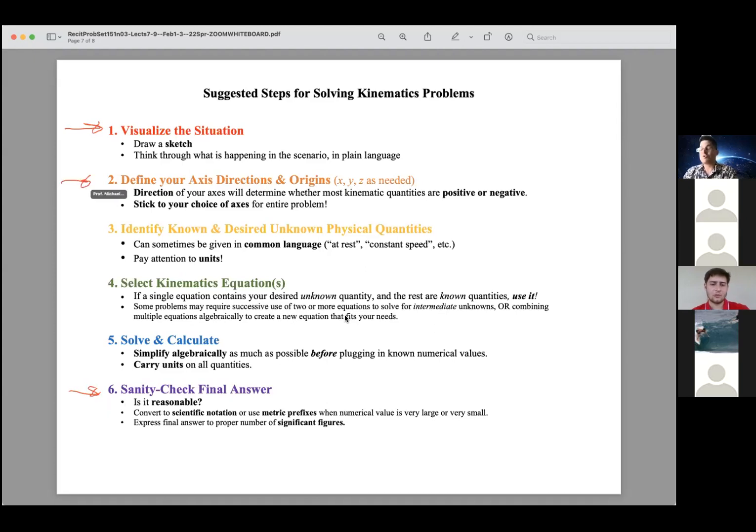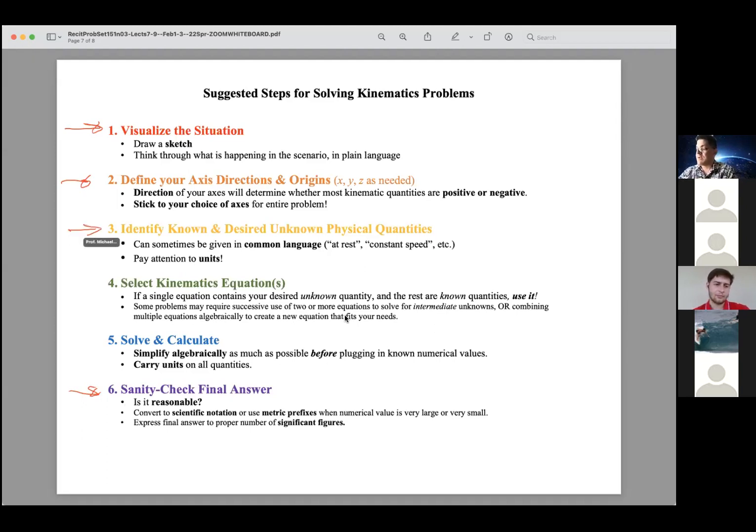It'll also help me to choose what directions to use for my axes. I want to simplify my math. I want to choose axes that are going to be along the motion of the object as much as possible. Okay, so there are traditional ways that we always choose our axes to do that, to make the math simple and sensible.